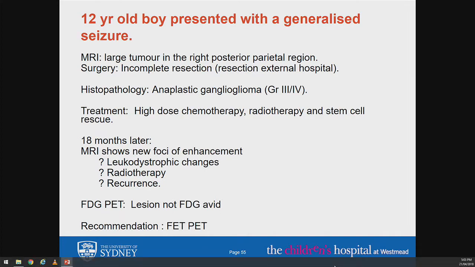Another case, a 12-year-old boy presenting with a generalised seizure. MR showed a large tumour in the right posterior parietal region, he had an incomplete resection elsewhere, and histopathology revealed an anaplastic ganglioglioma. So chemotherapy, radiotherapy with stem cell rescue. Eighteen months later, an MR shows new foci of enhancement. The question remains, is it a post-therapy effect or could this be recurrence?